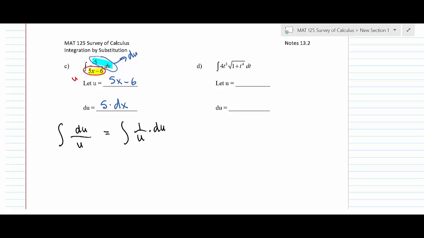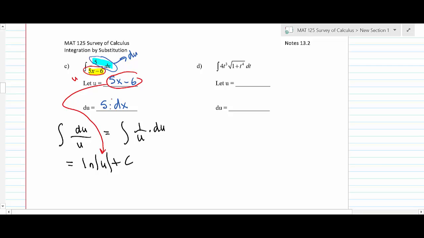ln of u. Remember that if you take the derivative of ln, you get 1 over u. So that's going to be ln absolute value of u plus c. Now I'm not done. There's one step. You know what the last step is? Yes, the last step's always the same. Whatever u is, you have to plug it back in because you don't want your answer with u, you want your answer with x. So the final answer is ln of 5x minus 6 plus c.